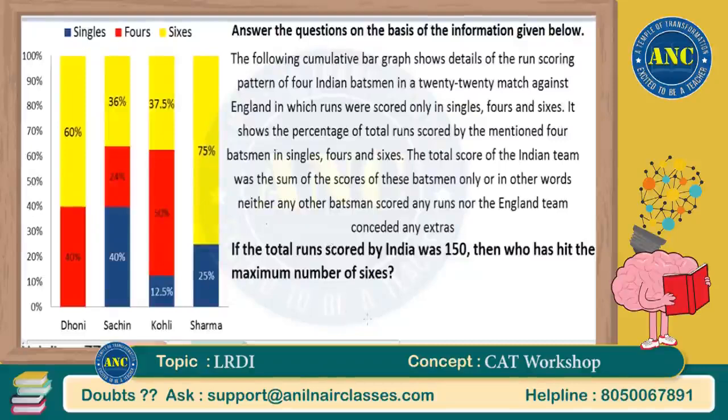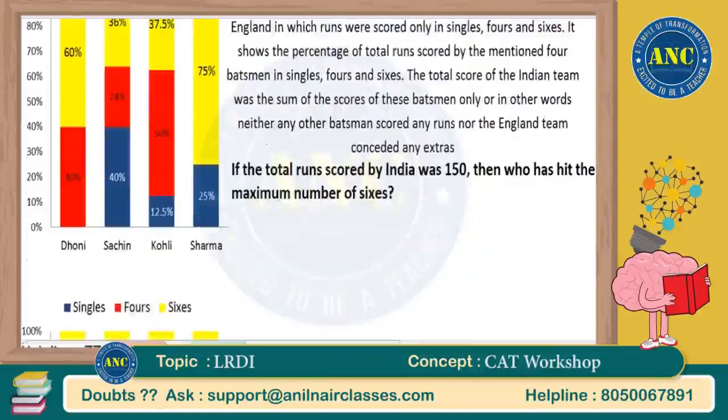If the total, it is given in the question how England's score came. It is given in the question that England's score is 83 for the loss of 6 wickets. Now the next question: if the total runs scored by India was 150, who has hit the maximum number of sixers?